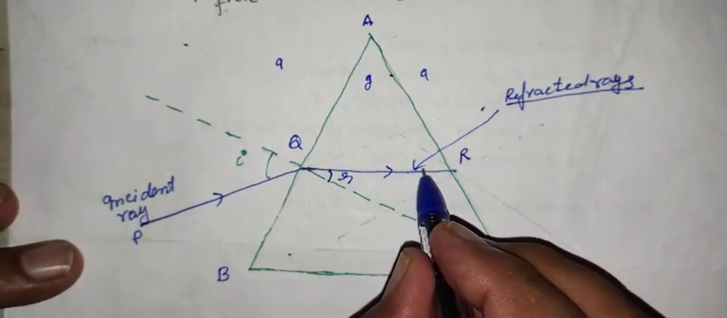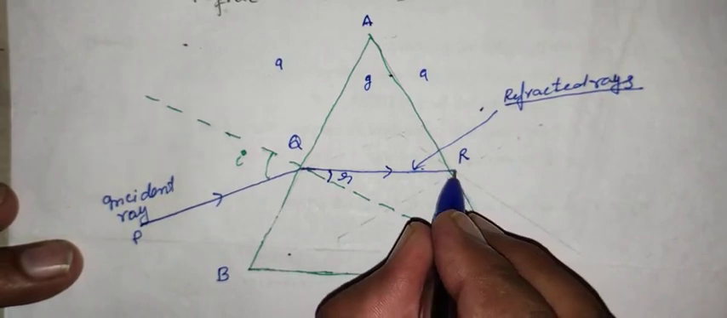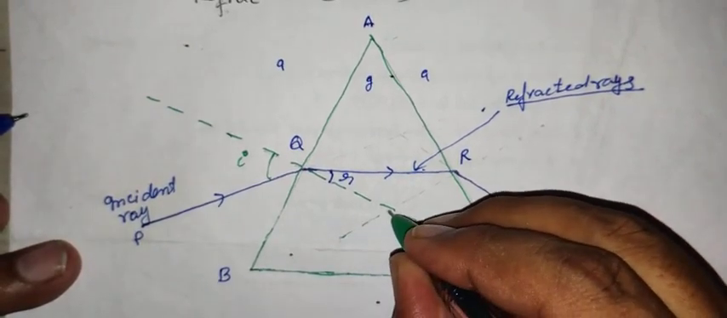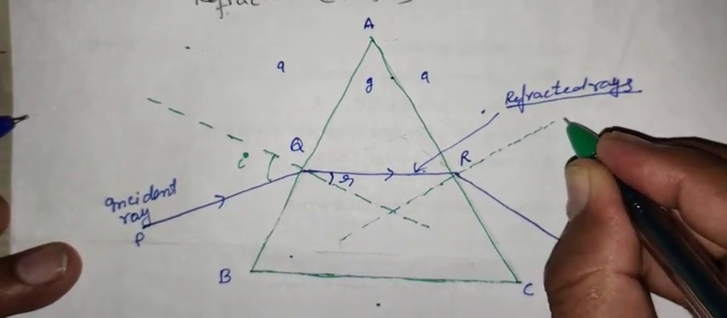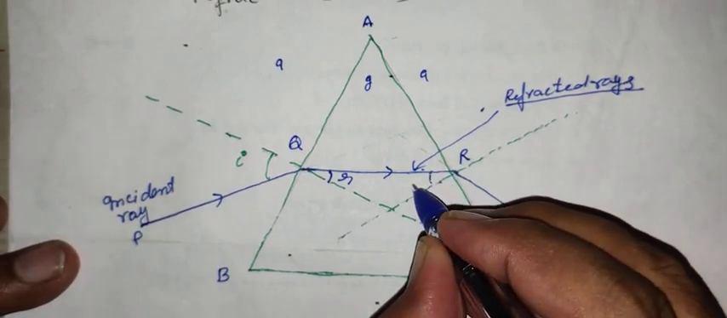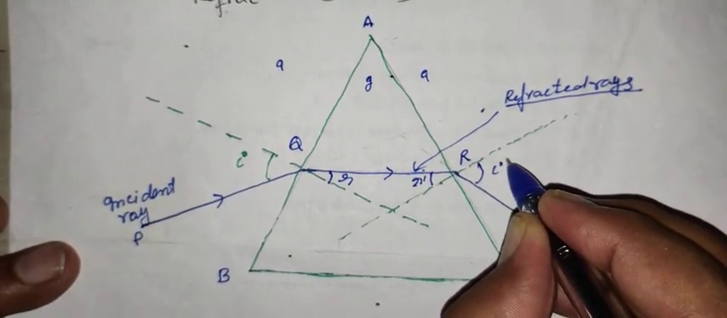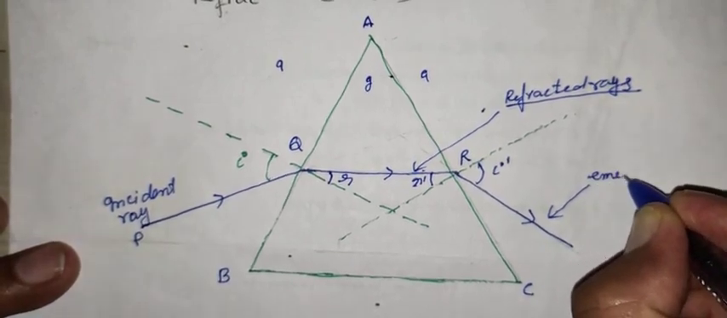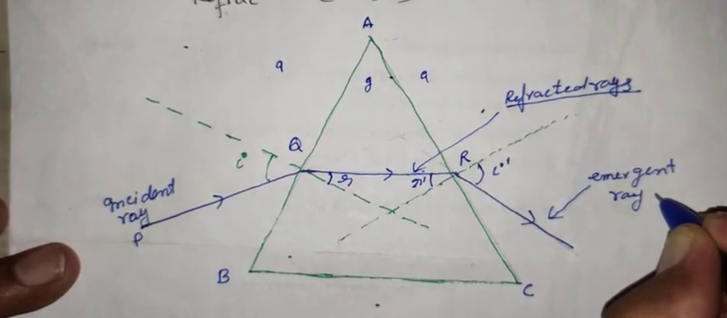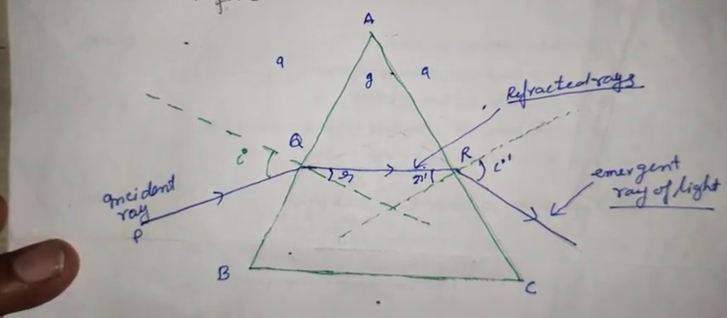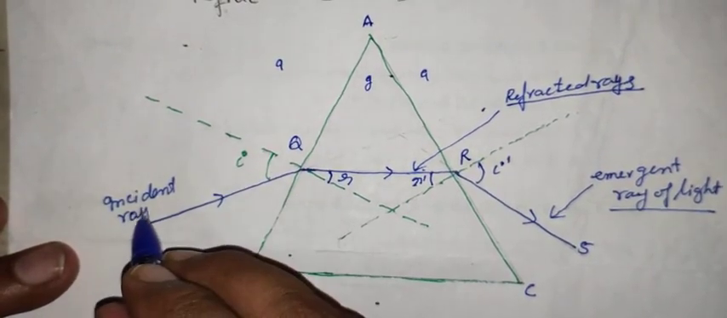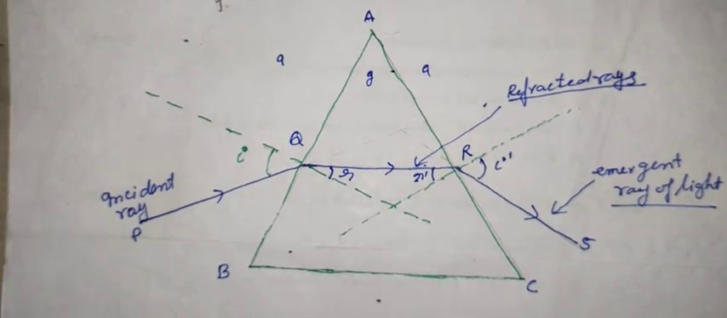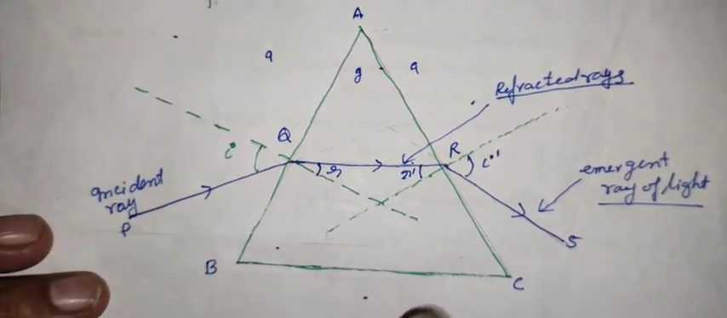Again, the ray of light is passing from medium glass to air, denser to rarer, and bends away from the normal. See, one more normal at point R is required. Let this angle be r dash and this be i dash. This ray of light is called the emergent ray of light. Let it be S. So PQ is the incident ray, QR is the refracted ray, and RS is the emergent ray of light. This is the phenomenon of refraction that takes place inside the prism.